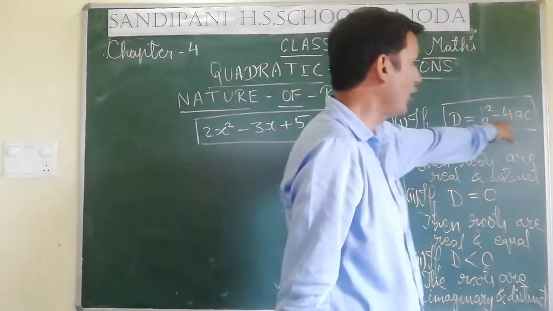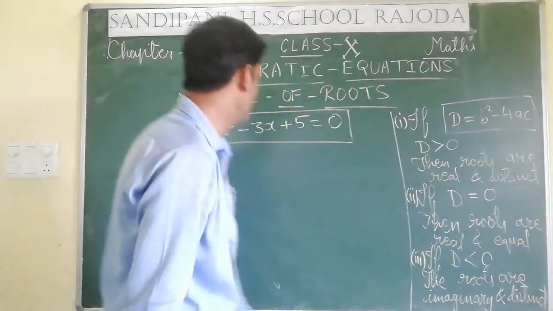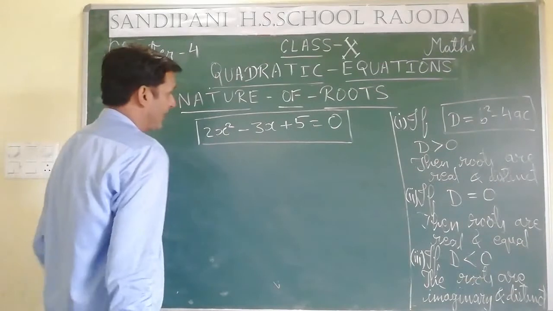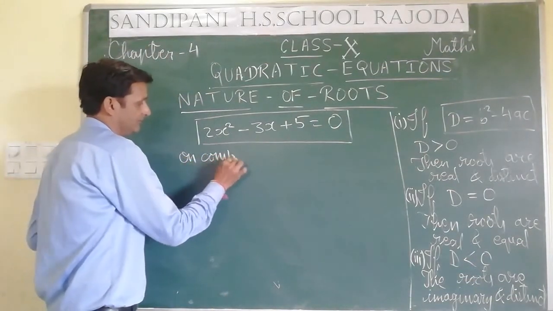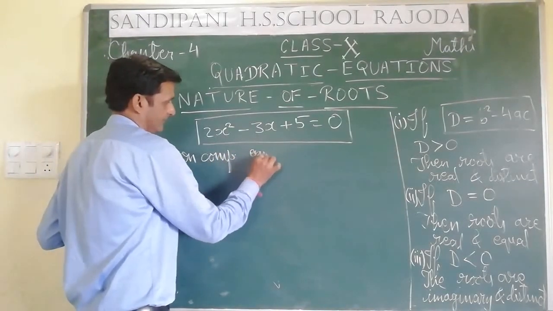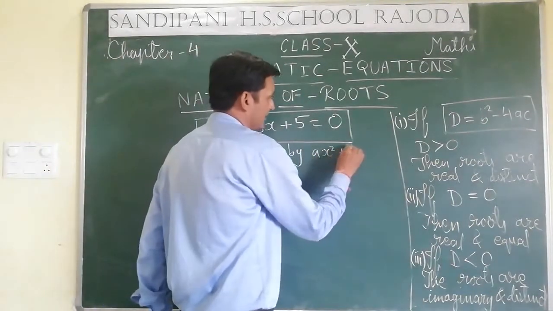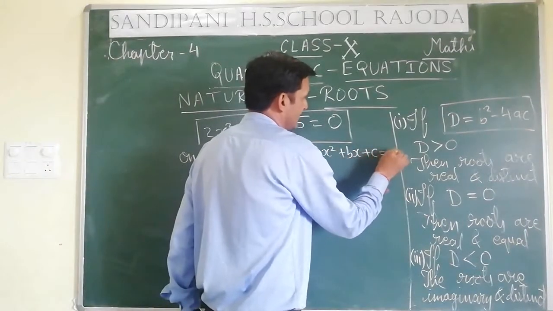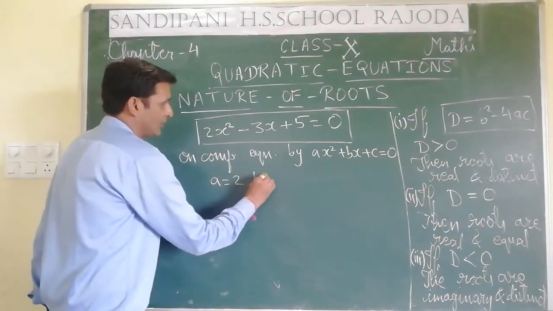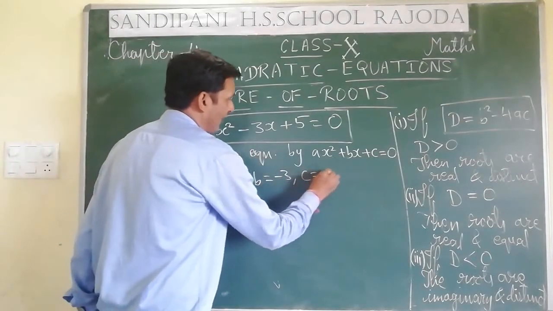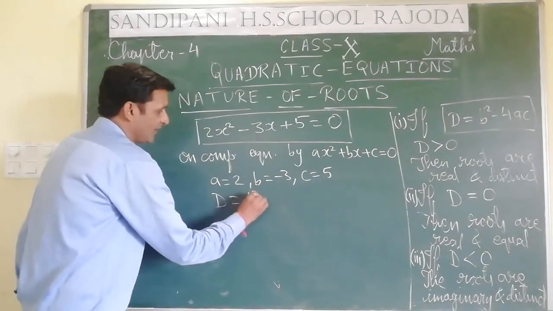How to find d, I told you already, that d is equal to b square minus 4ac. So here, this example we are considering. Suppose on comparing the above equation by ax square plus bx plus c is equal to 0, a is equal to 2, b is equal to minus 3 and c is equal to 5. Now d is equal to b square minus 4ac.